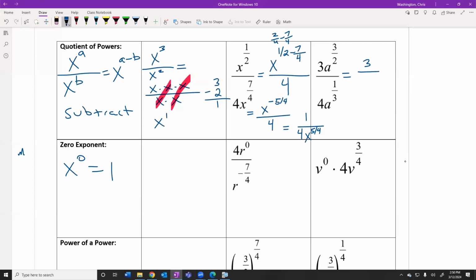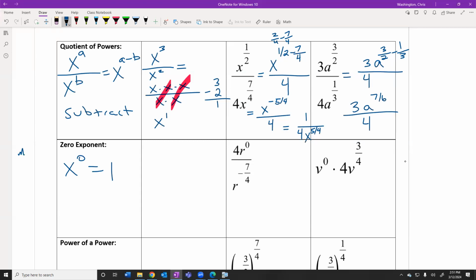In this second example, just like we did before, if 3 over 4 could be simplified, we would simplify that, just like you would simplify any fraction. And then we're still going to subtract the exponents. I probably wouldn't write this down every single time, 3 over 2 minus 1/3. I would probably just go ahead and subtract them. 3 over 2 is 9 over 6. 1 over 3 is 2 over 6. And 9 over 6 minus 2 over 6 is 7 over 6, I think. So we get 3a to the 7 over 6 all over 4.